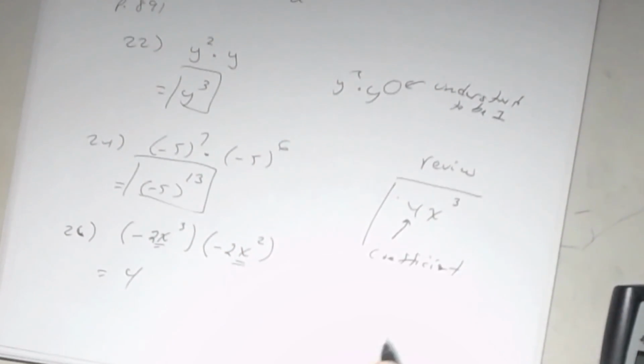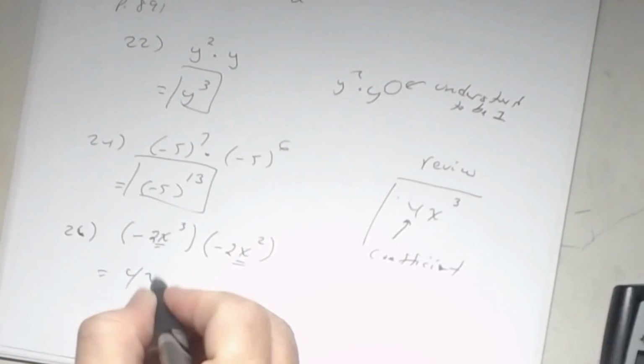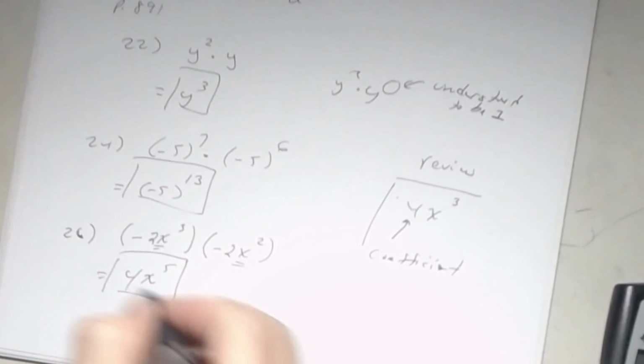And now the variables. I'm going to use the product rule with the variables because notice the variables are the same base, which is x. So what's x cubed times x squared? X to the 5th. And so notice I didn't put the answer in parentheses. The parentheses here only enclose the expression. It didn't enclose a base. All right, so that's 26.